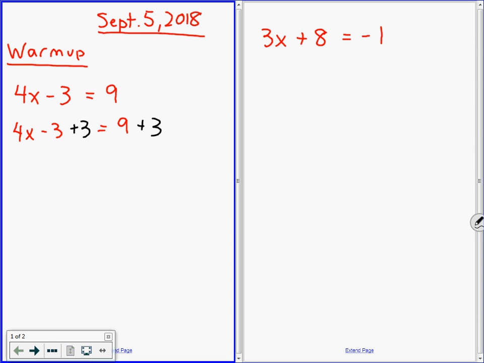Okay, that's looking good. Okay, Lucas. So what's negative 3 plus 3 the same as? What's 3 minus 3? 0. So it's 4x. What's 9 plus 3? 12. Good. All right, Mason. Last step here to solve for x.